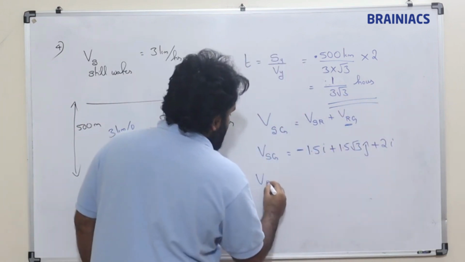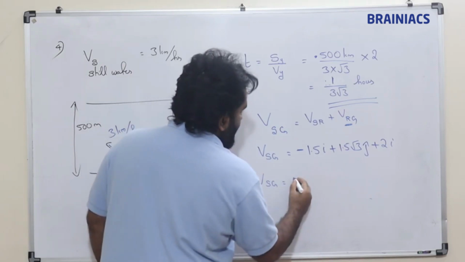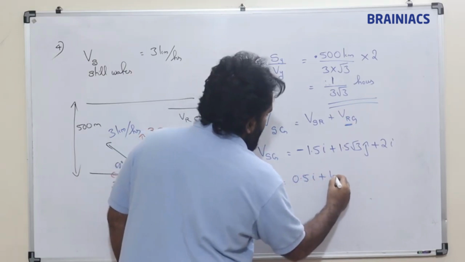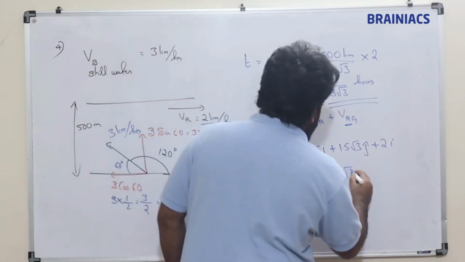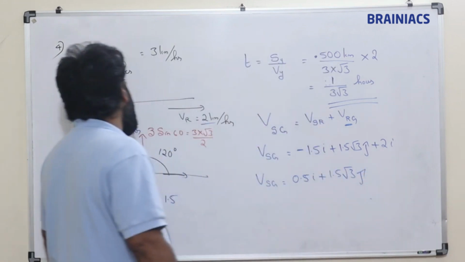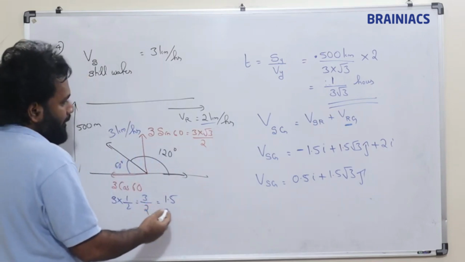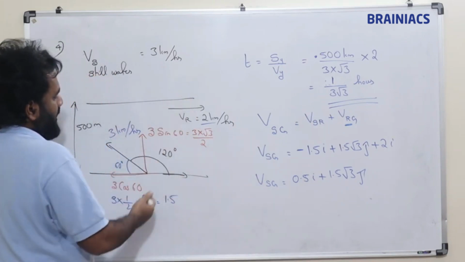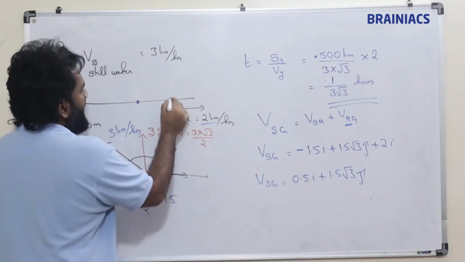So velocity of swimmer with respect to ground is actually 0.5 I plus 1.5 root 3 J. This is the velocity actually. Now definitely there is going to be a displacement. So first what we will find? We will find the drift.